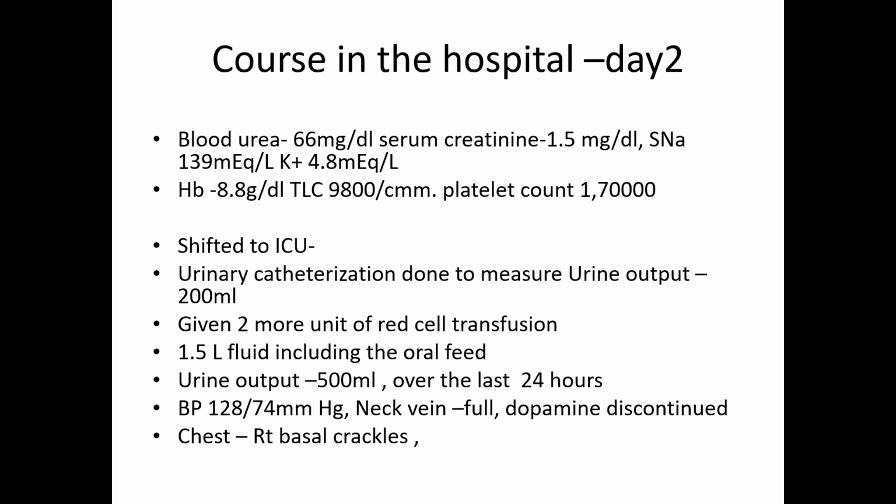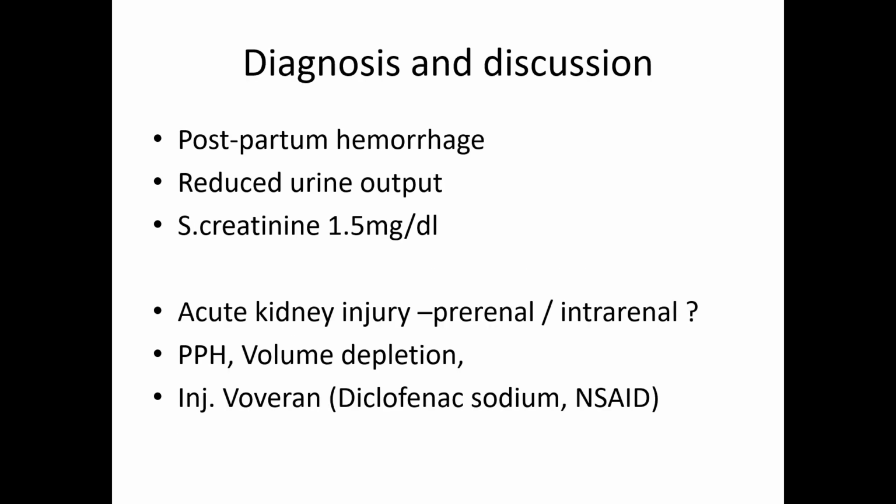On examination, blood pressure has improved, neck veins have become full, and she is maintaining blood pressure without the dopamine drip. Chest examination has shown crepts on the right base. So this patient has postpartum hemorrhage, following which she had reduced urine output and serum creatinine of 1.5. The normal range is 0.6 to 1.2. In a female, I would say it should not be more than 1, but again, it depends upon the muscle mass.